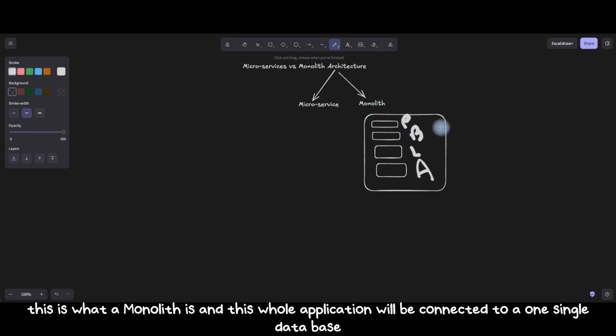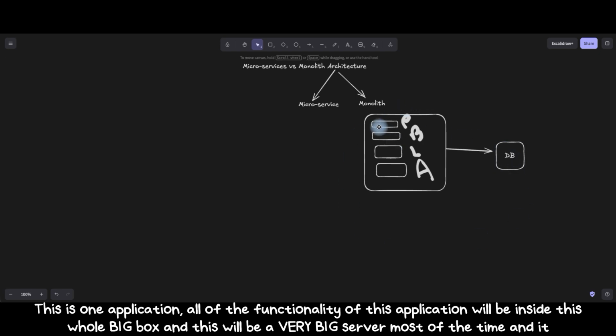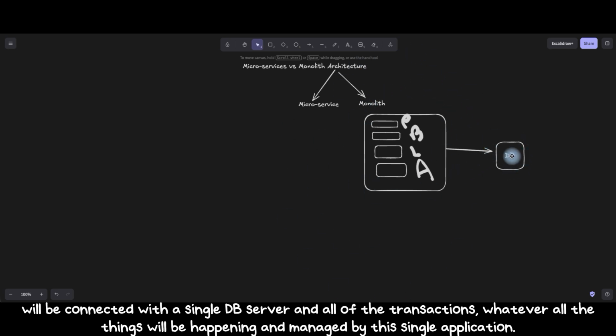This is what a monolith is, and this whole application will be connected to one single database. So this is one application. All of the functionality of this application will be inside this whole big box, and this will be a very big server most of the time, connected with a single DB server, and all of the transactions and everything else will be happening and managed by this single application.